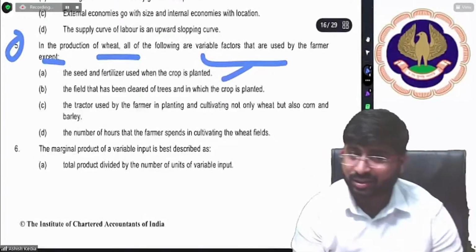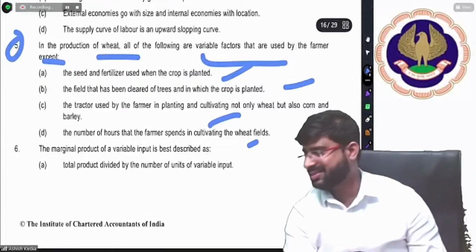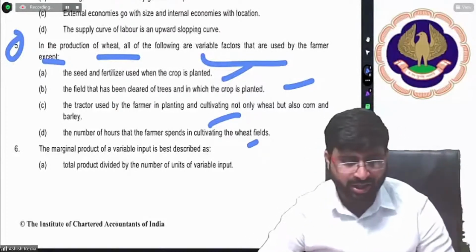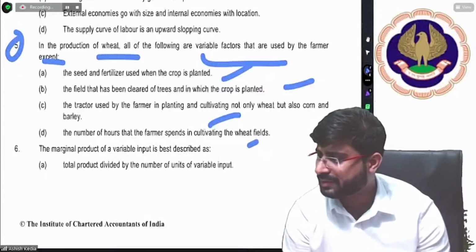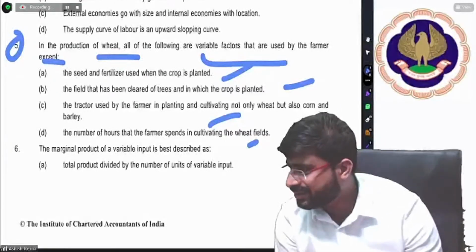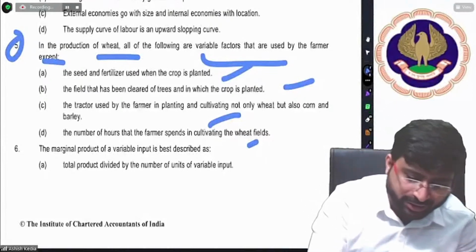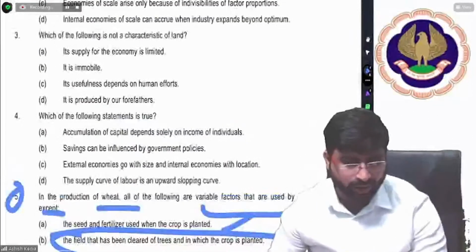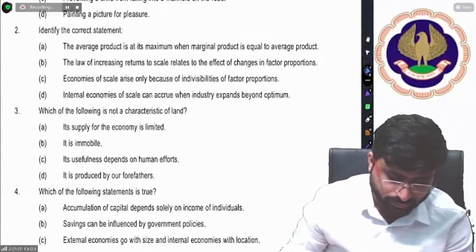Seed and fertilizer, we have discussed this. Field, tractor, or number of hours. Let's see whether you remember, because we did it last day. Come on, tell me. Absolutely correct. Your answer will be the field. Land is considered a fixed factor. So your answer is correct. Next question.